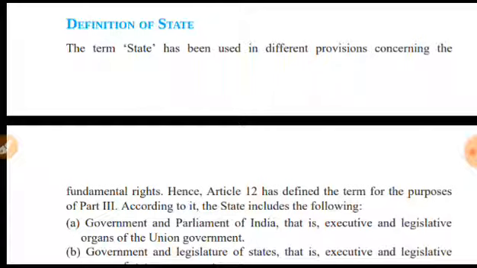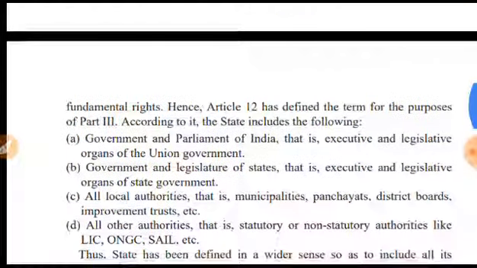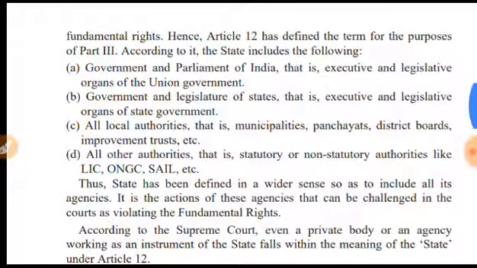What did Article 12 define? It is defined that the term is for the purpose of Part 3. What is the actual purpose of Part 3? It is described under Article 12. According to it, the state includes the following. First is the government and Parliament of India, that is the executive and legislative organs of the Union government.